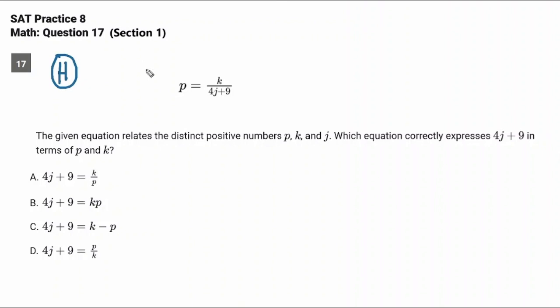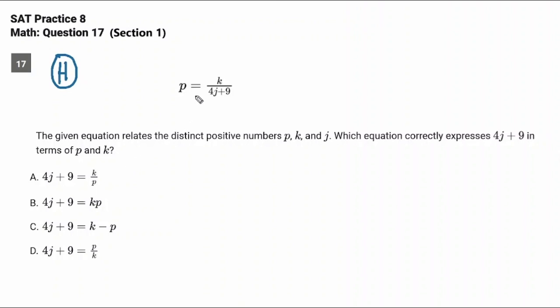How do you know this problem is a plug-in? There's a bunch of letters here. There's a bunch of letters in the answer choices. There's no constants. It says in terms of something. It says in terms of P and K. These are all indicators that you can plug in. And if you plug in, you turn hard algebra into very easy arithmetic.